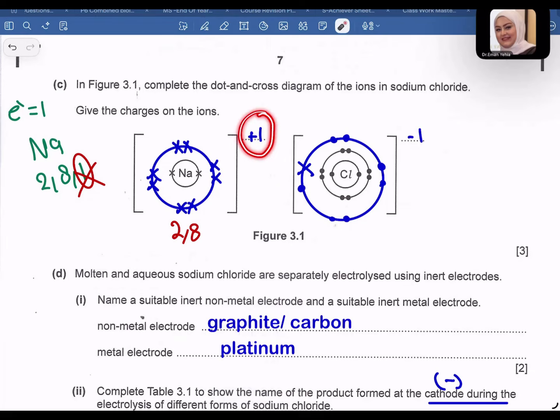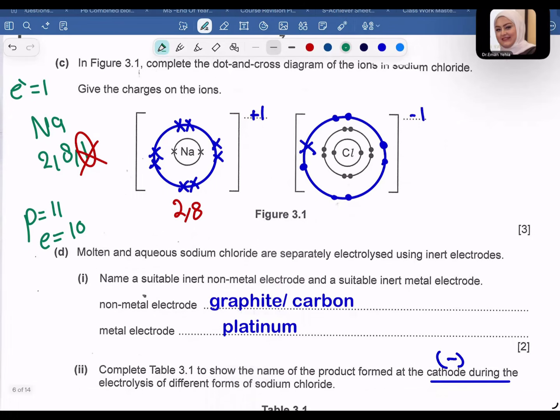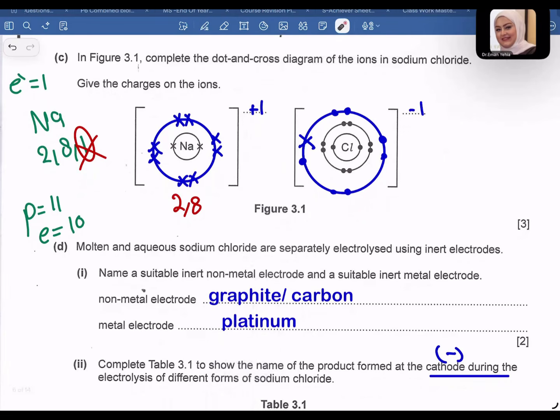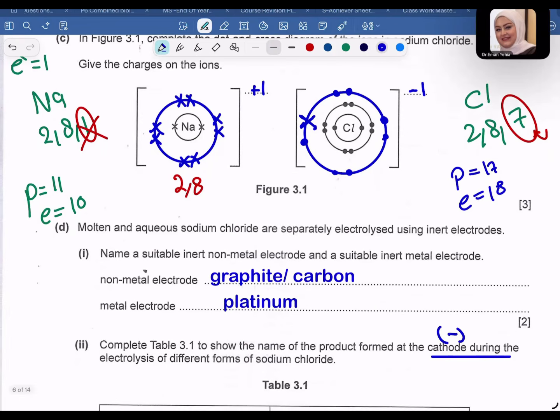Do you know why positive 1? Because the proton number is more than the electron number by 1. Protons here stay at 11 and do not change, and electrons are now 10. So protons are more than electrons by 1, so positive 1. And for chlorine, the atom is 2,8,7. It just needs to gain 1 electron to get a full outer shell, so draw it as an X, accepted from sodium. Now protons 17, electrons 18. So electrons are more than protons by 1, so it's going to be negative 1.